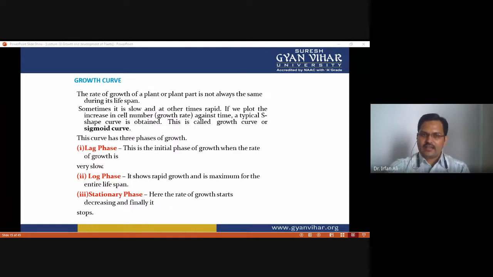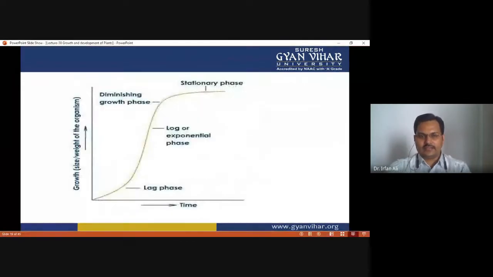Lag phase. This is the initial phase of growth when the rate of growth is very slow. And second is log phase, and log phase shows rapid growth and is maximum for the entire lifespan. And stationary phase, here the rate of growth starts decreasing and finally stops. Okay, that's why the curve forms like that.